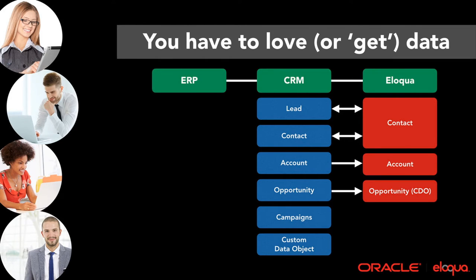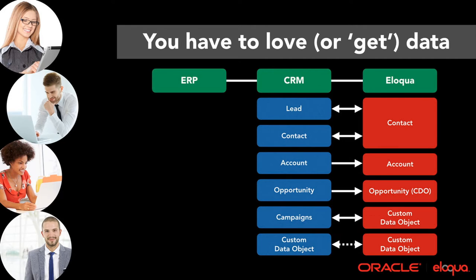It'll bring back all of the contacts that meet that criteria based on the data you've got from your CRM. In addition to that, you would have potentially the opportunities also coming through. Eloqua sees that as a custom data object, which is kind of immaterial, but it does help explain why the interface is a little bit different when you're working with opportunities. Most of you will also have campaigns going backwards and forwards, and again, that construct of a custom data object.